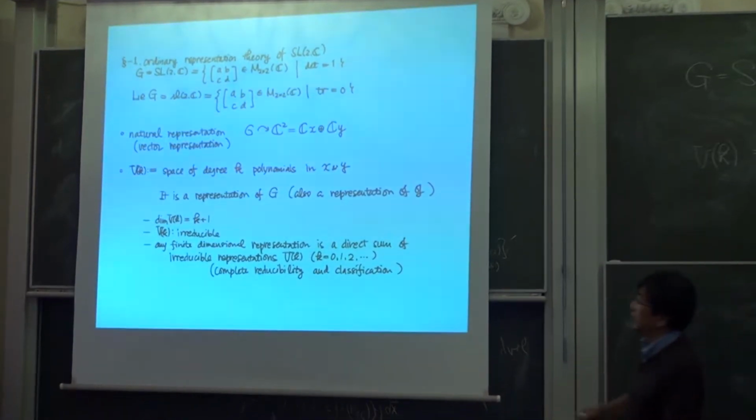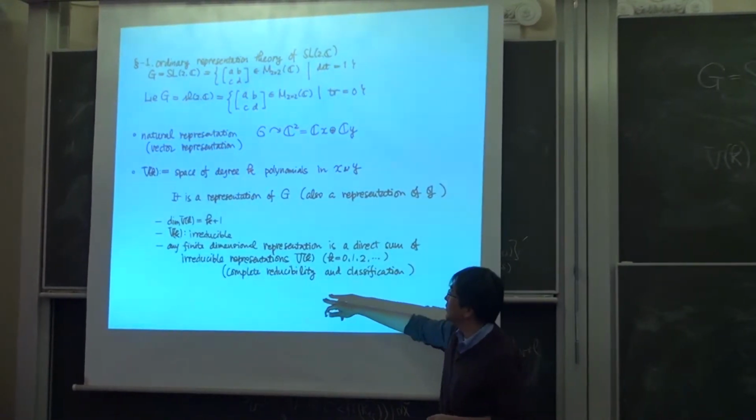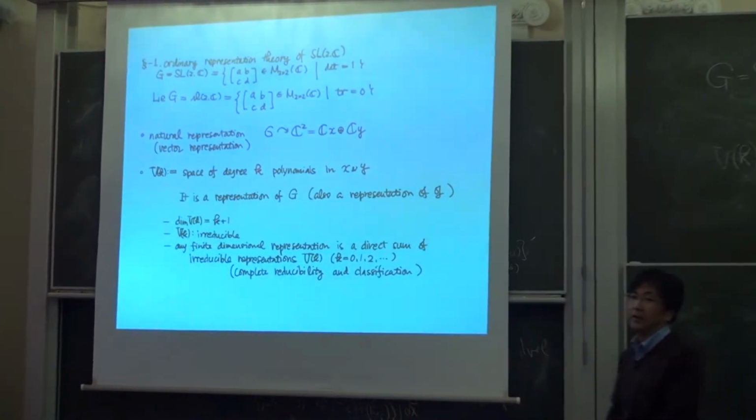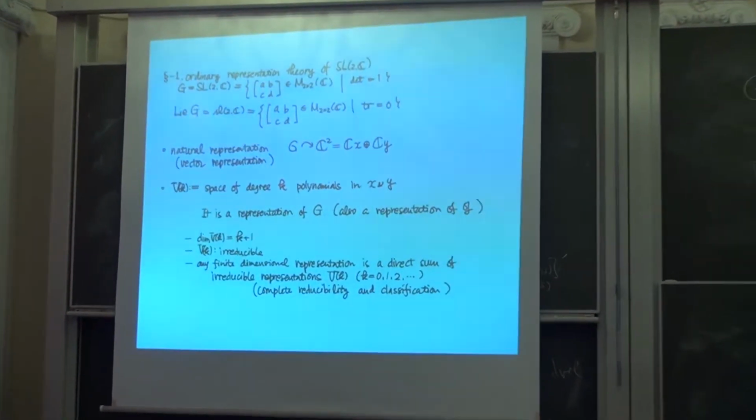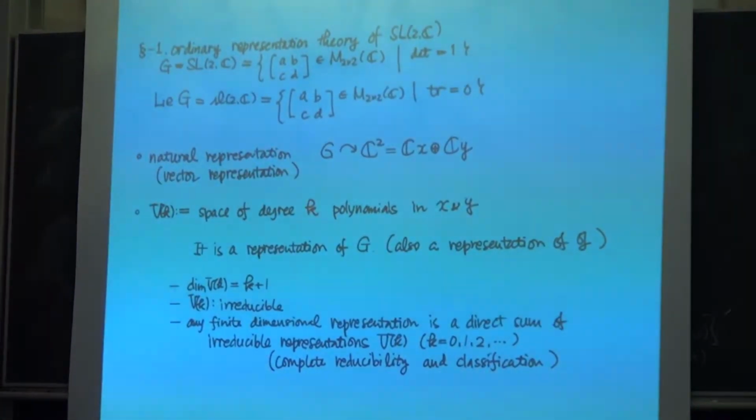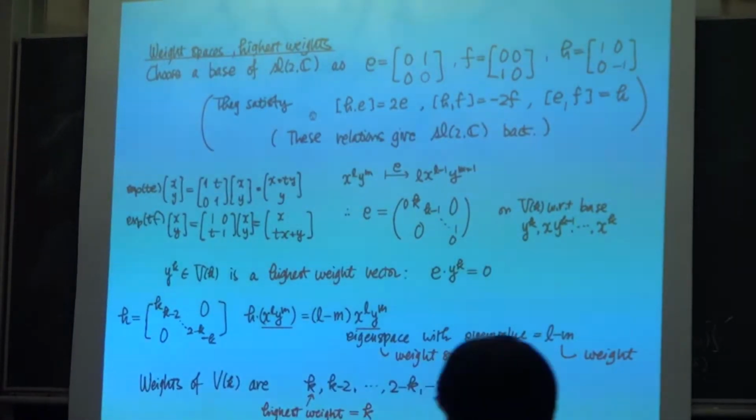Complete reducibility just means it is a direct sum of irreducible representations, and classification means that all irreducible representations are obtained in this manner. So this is the classical SL2 representation theory. And I need to mention a little bit about weight theory.